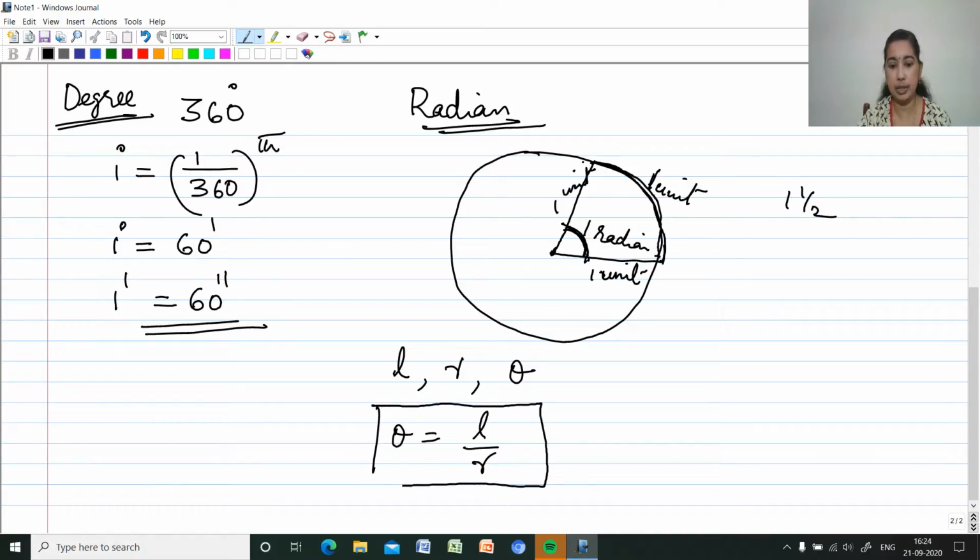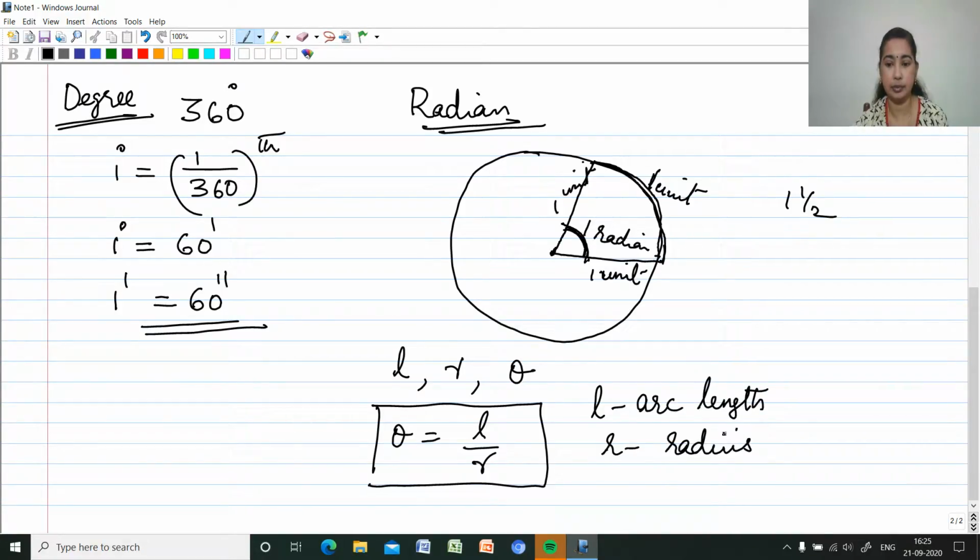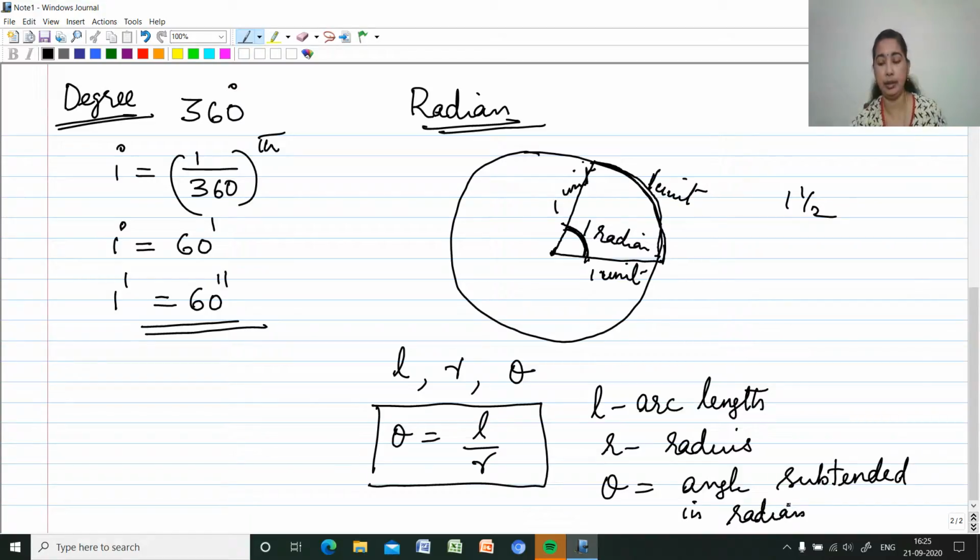So theta is equal to L by R, where L is the arc length and R is the radius and theta is the angle subtended, in radian measure.